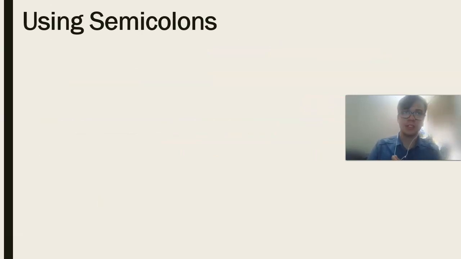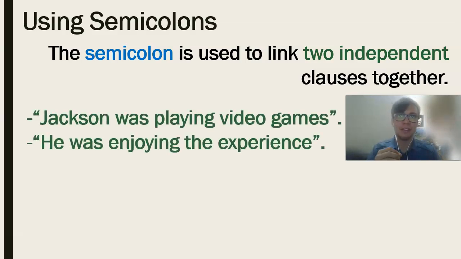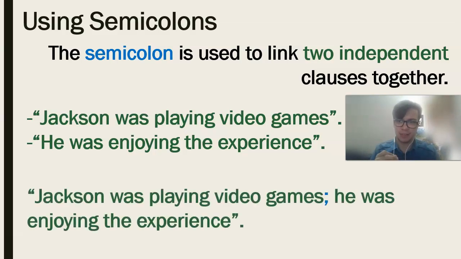So, when do we use the semicolon? We use the semicolon when we want to link two phrases that are both independent clauses. When we want to link two sentences which share or are part of the same idea. Say we have Jackson was playing video games, and we also have he was enjoying the experience. Both can be their own sentences, but to link them together, we can say Jackson was playing video games, semicolon, he was enjoying the experience. We'll say it again. Jackson was playing video games; he was enjoying the experience.